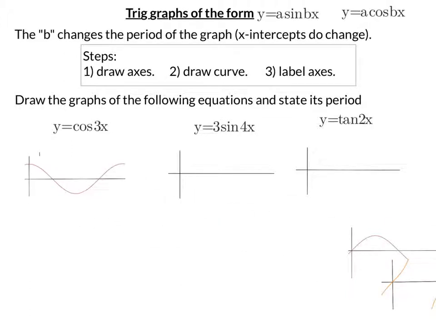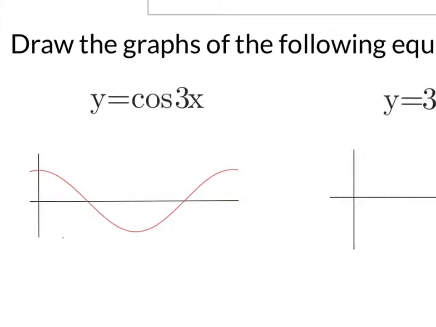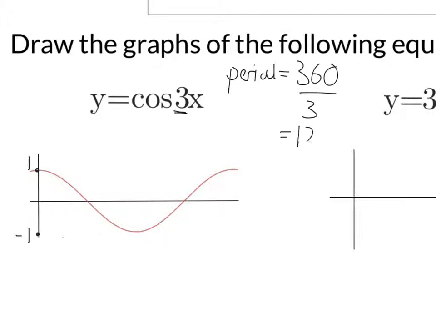Okay, so there is my cos 3x curve, and let's zoom in so we can look at it. Now, there is no a value, that's just 1 in this case, so we're still going between 1 and -1. Now, to find the period of this curve, we take the period of a normal cos curve, 360, and divide that by the value of b, which is 3. So the period of this curve is 120 degrees.